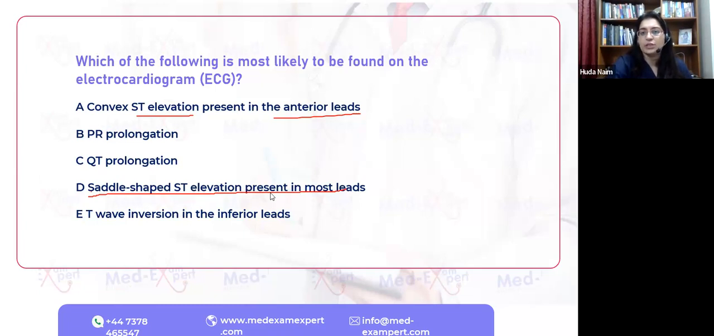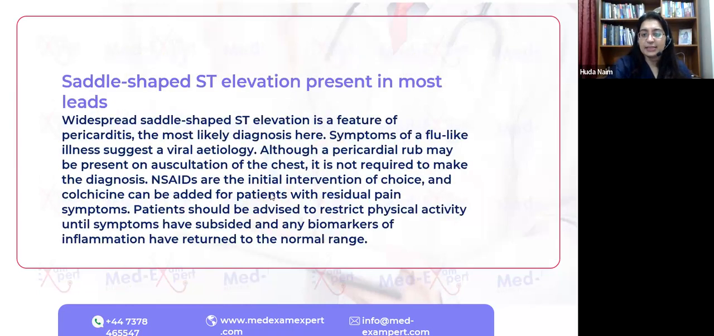And how will you manage these patients? What would you give to this patient? Yes, you would be giving these patients NSAIDs. Very good. So that's the initial intervention of choice. So yes, it would be symptomatic NSAIDs.